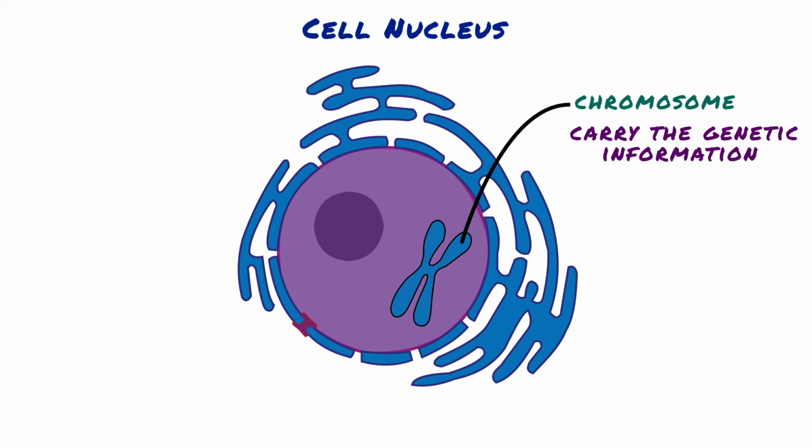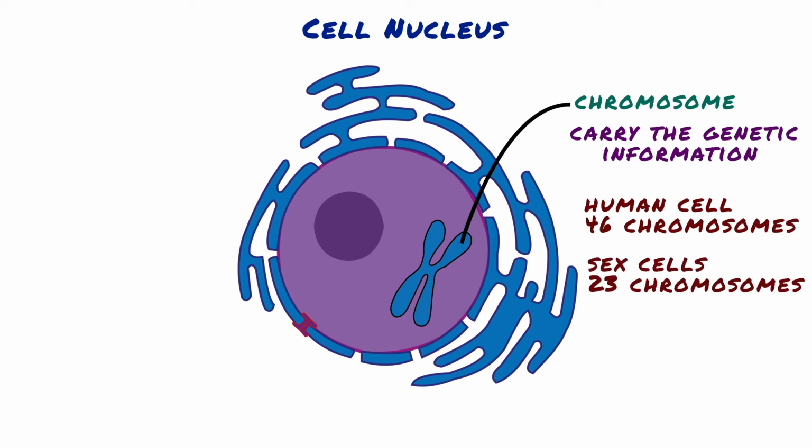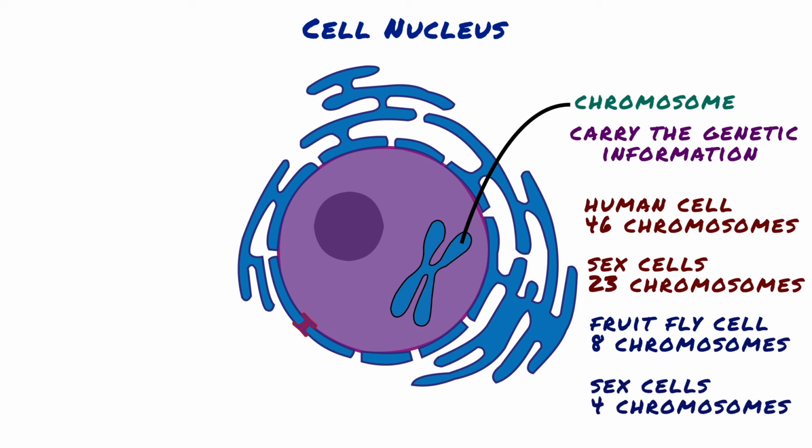Each eukaryotic species has a characteristic number of chromosomes. For example, a typical human cell has 46 chromosomes in its nucleus. The exceptions are the sex cells, eggs and sperm, which have only 23 chromosomes in humans. A fruit fly cell has 8 chromosomes in most cells and 4 in the sex cells.